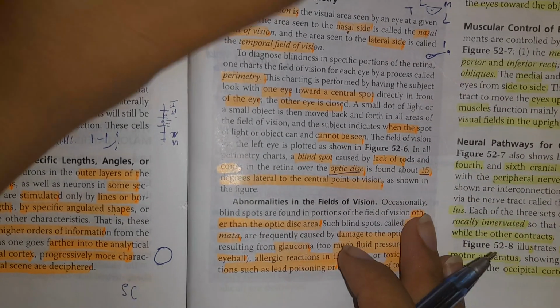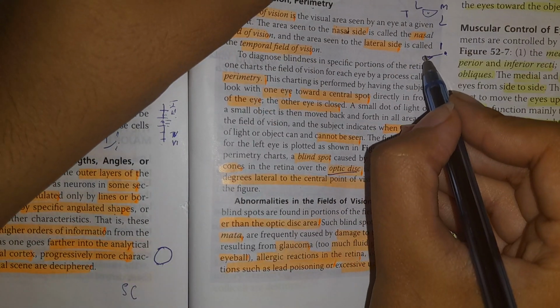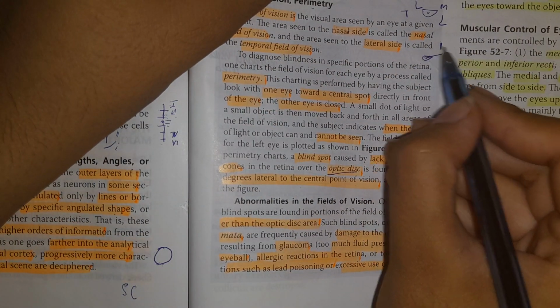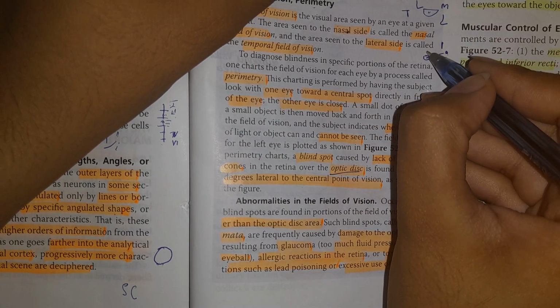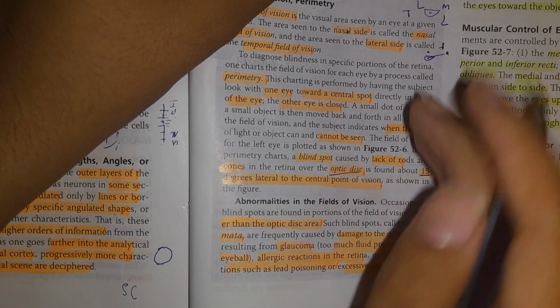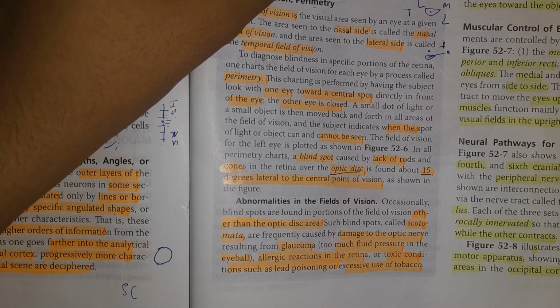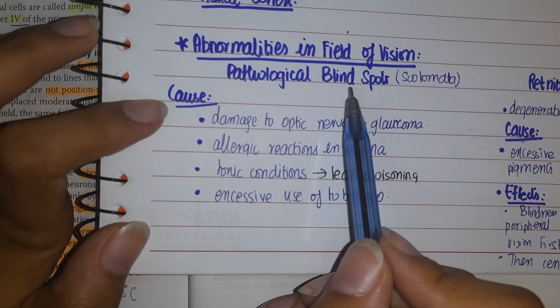But when you have an abnormality of vision, you do perimetry, you ask the person to fix the eyes, and then you do the blind spot test, and the blind spot comes out to be from another region rather than the optic disc. It means that there is some abnormality. It is known as scotomata, that is, the pathological blind spot.